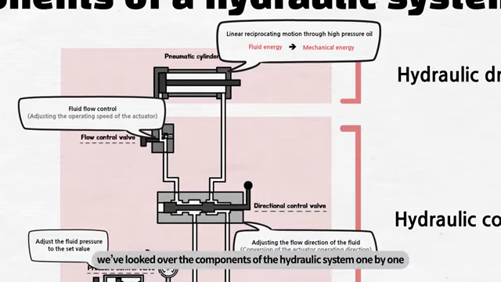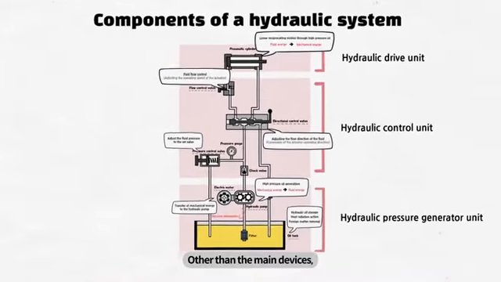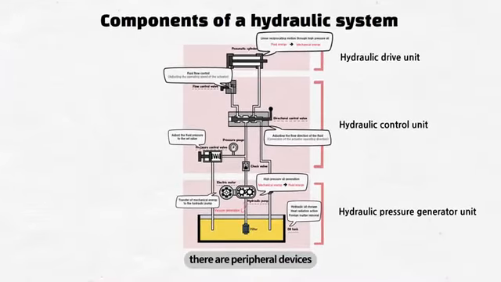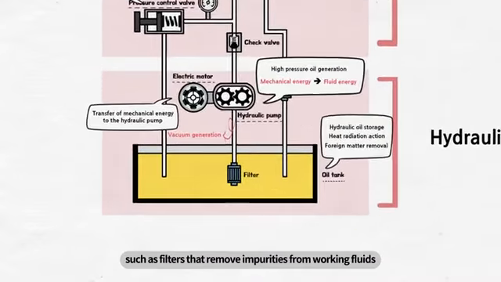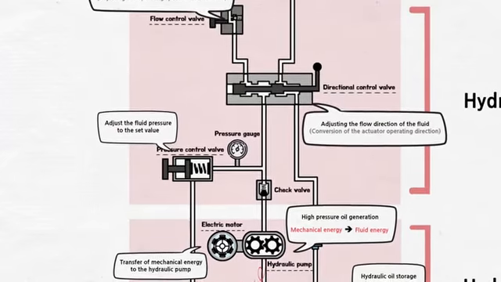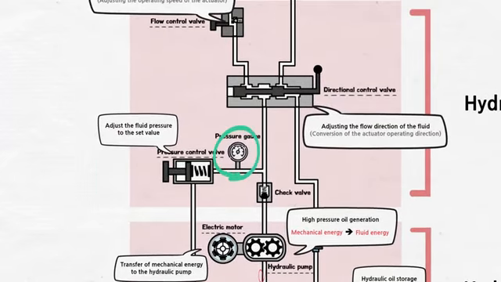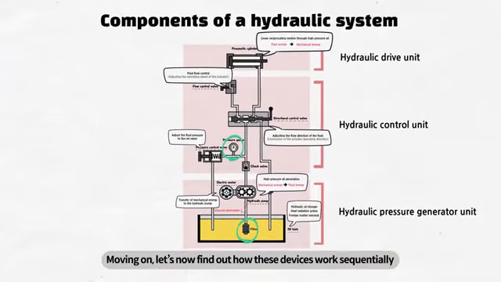So far, we've looked over the components of the hydraulic system one by one. Other than the main devices, there are peripheral devices, such as filters that remove impurities from working fluids, and manometers for pressure measurement. Moving on, let's now find out how these devices work sequentially.